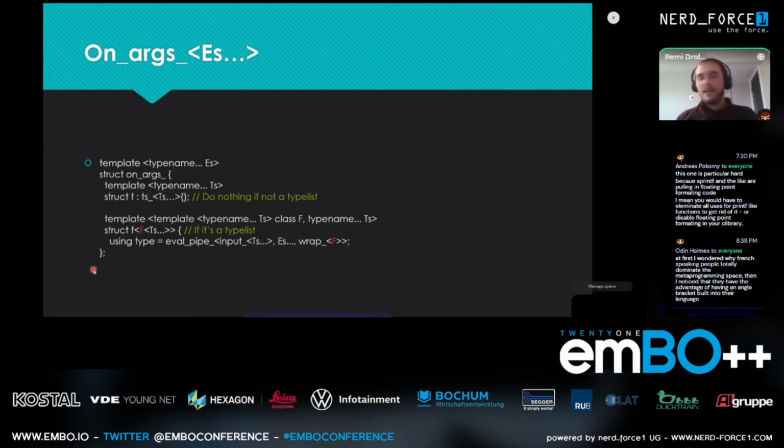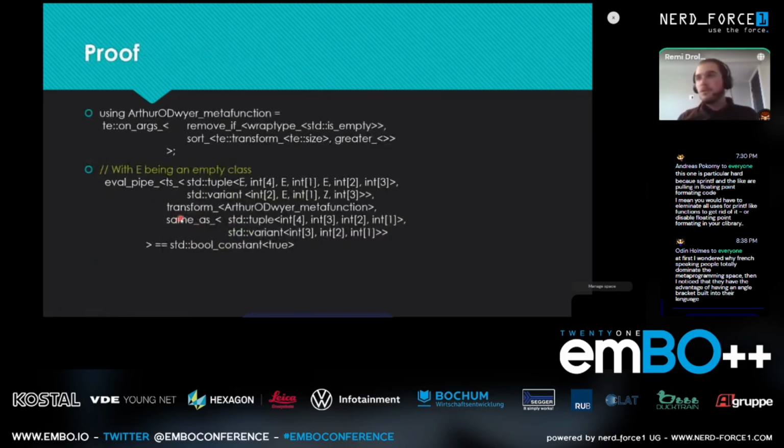So now what I can do with it is put it inside a for each. So this is my meta function. onArgs, remove it if it's empty. Sort them. It's a binary predicate, so it receives two types. I will transform each of them by their size, and then I send it to the greater predicate. So greater will receive two types because it's an operator. And that's the meta function, meta expression, sorry.